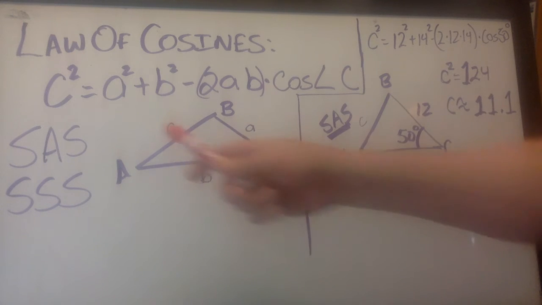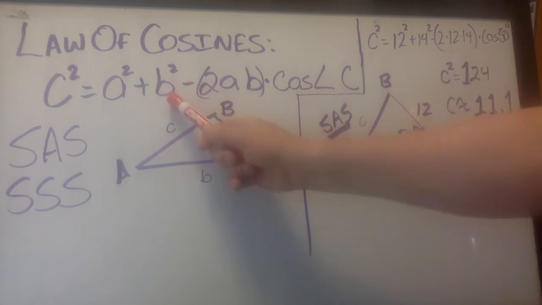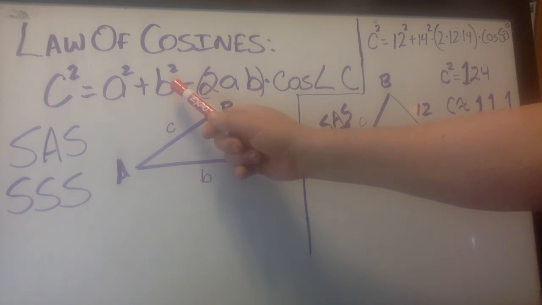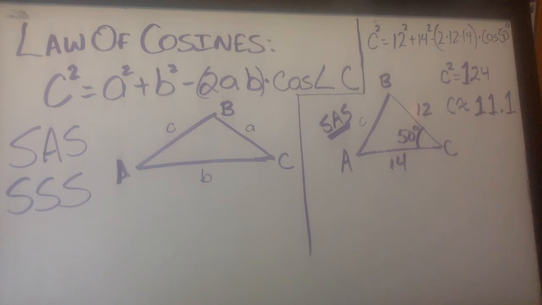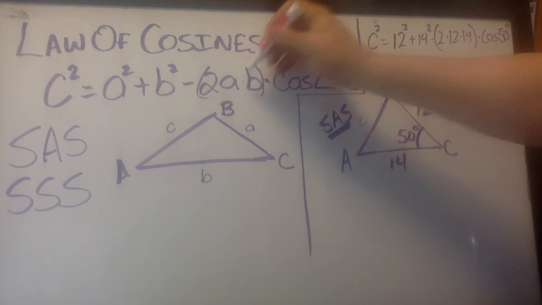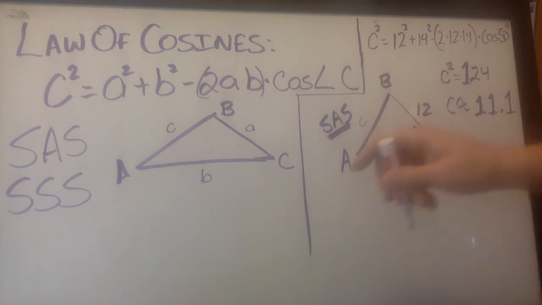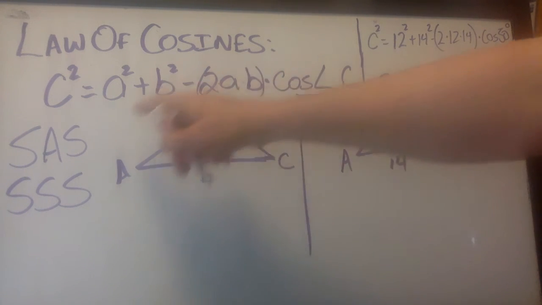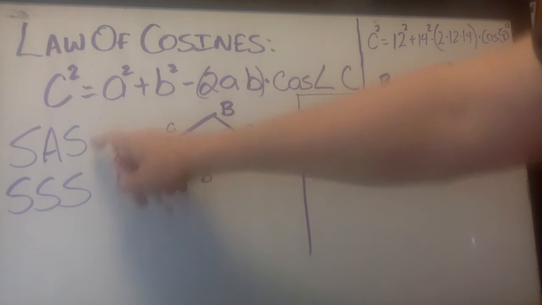Now, you have the formula c squared equals a squared plus b squared, which looks a lot like the Pythagorean theorem. But you also have minus 2 times a times b. I should have little dots in there. 2 times a times b times, and that's very important, the cosine of angle C. So it looks something like this, and we're going to do side angle side.